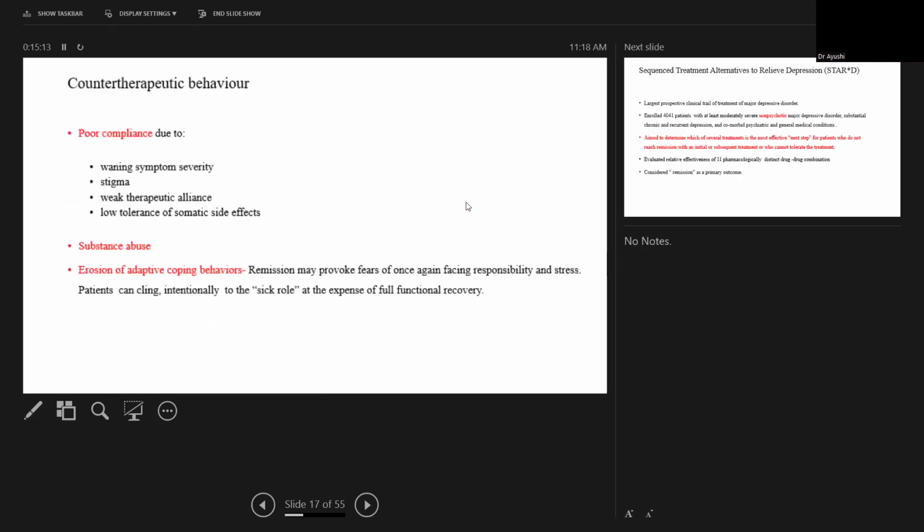So what is counter-therapeutic behavior? That is poor compliance to treatment, which may be due to the waning of symptoms, the stigma associated with it, the weak therapeutic alliance, and the low tolerance of somatic side effects, substance abuse, and erosion of adaptive coping behavior. That is, remission may provoke fear of once again facing responsibilities and stresses, and the patient can cling intentionally to the sick role at the expense of full functional recovery.